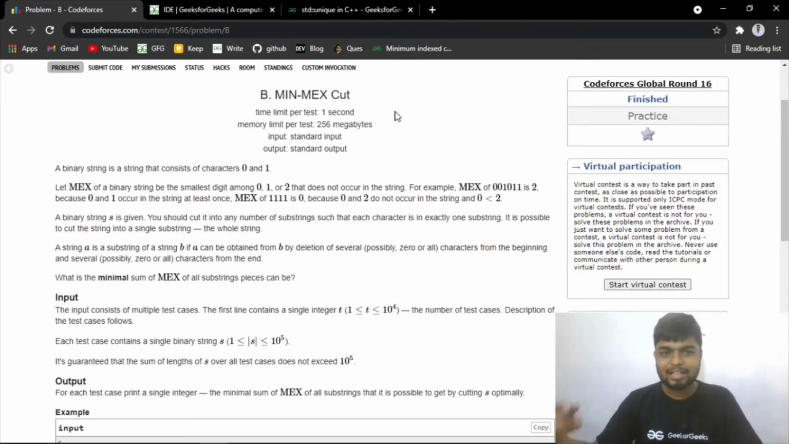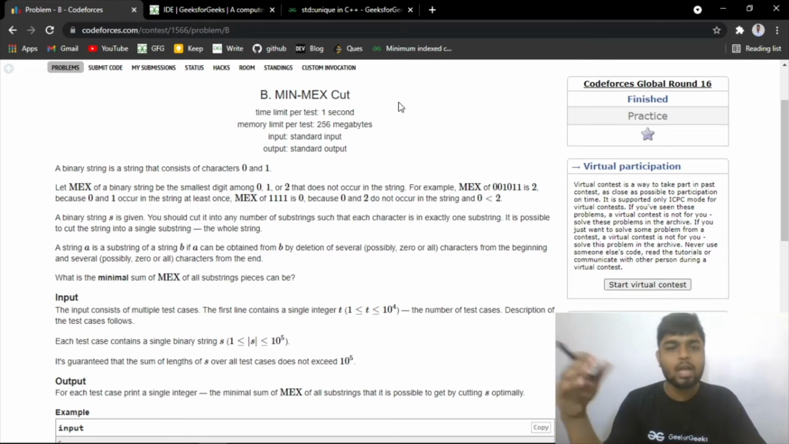As you know, in a binary string the characters present are only 0 and 1, and the mex of the binary string is the smallest digit among 0, 1 and 2 that does not occur in the string. So I hope that you know about mex. What is mex basically? Let's suppose you have been given three numbers 1, 3 and 2. Since you have been given 1, 3 and 2, the smallest non-negative number that does not occur in these three numbers is 0. So the mex will be 0.